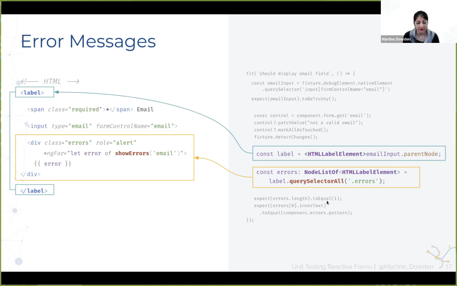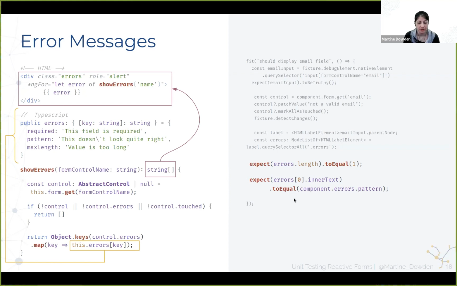So I can totally find the length, and based on index, I can find elements. So at this point, we've found our parent and we've found our errors. Now we can go ahead and check what errors are being displayed. To check that, like I said, our show errors is going to return an array of strings to be able to display on the screen, right?